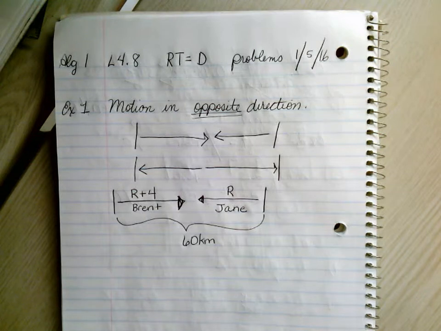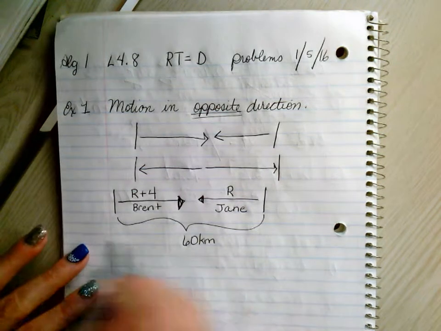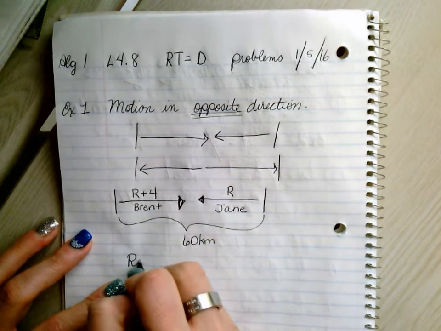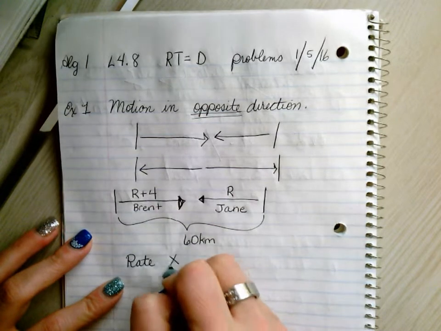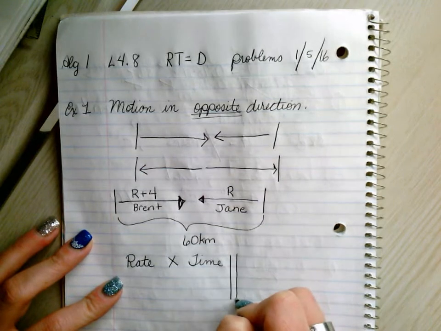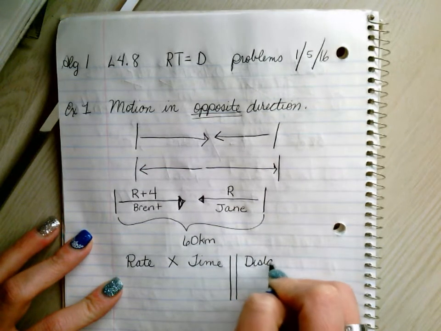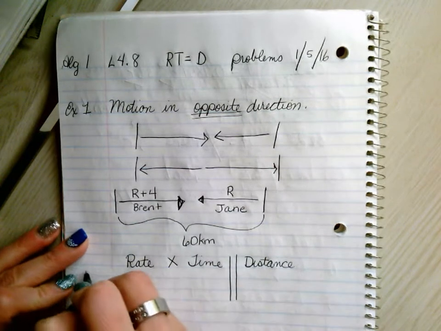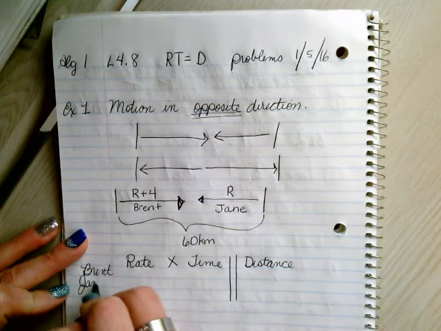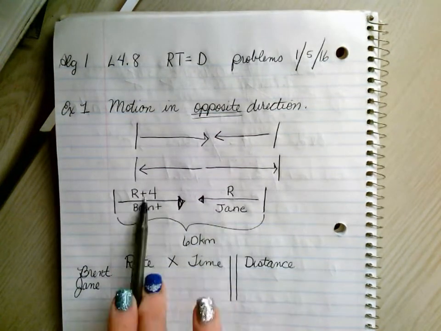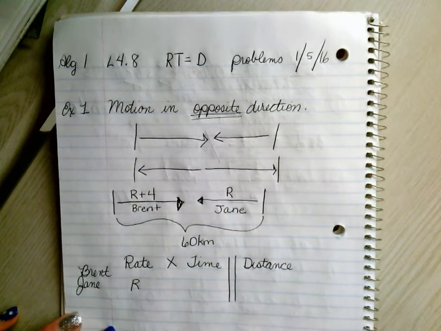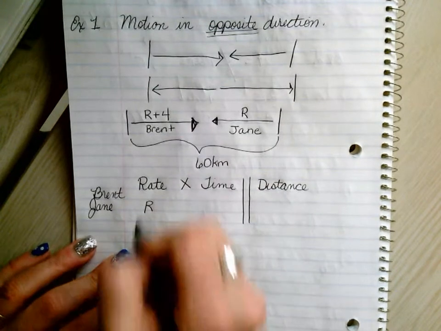Okay. Now, I'm going to start a chart as well and just finish this off. We've got rate being multiplied by the time they spend, which will give us a total distance, right? We've got Brent, and we've got Jane. Now, you've already told me some information about the rates. Jane is just R, and Brent is R plus 4, right?